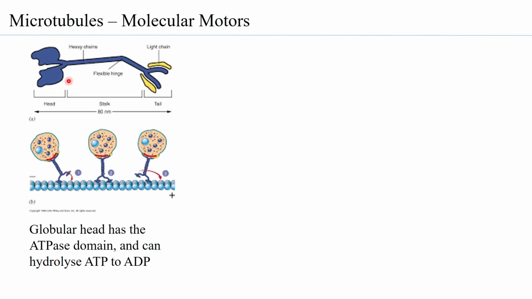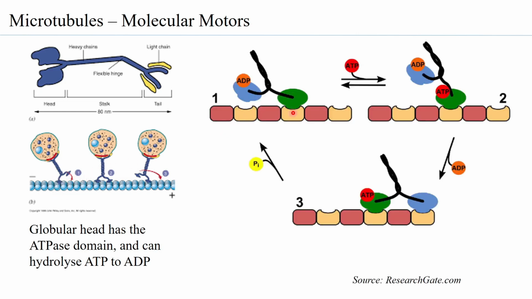As you can see over here, you have the heavy chains forming the head, stalk, and the tail, and the light chains are associated with the tail region. This is the region to which a molecule, or a cargo protein, or an organelle can bind. As you can see, the globular heads will gradually put a foot. That will bind to ATP. So the ATP bound to the motor domain is able to bind to the microtubule at one of the tubulins. If this is alpha beta, it will bind.